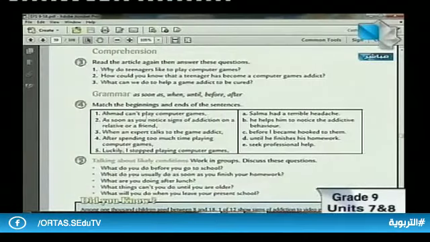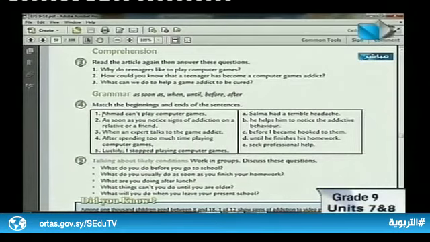That's it. Thanks, Abir, for your call. We wish you good luck. Let's go back to the text. Here, let's go back to exercise 4. Would you please read the exercise, Miss Lama? This exercise is going to be: match the beginnings with the ends using these linking words. As soon as, when, until, before, after.